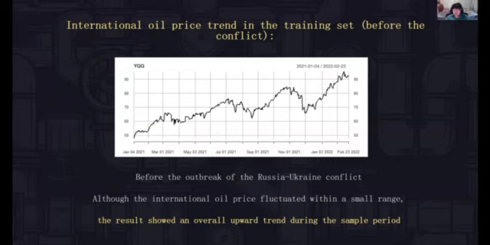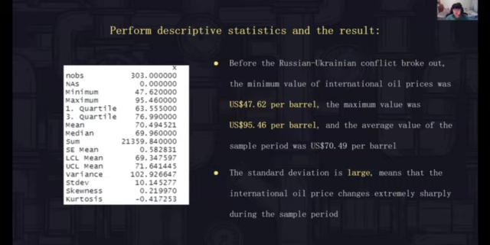And then we perform descriptive statistics and get the results. According to the descriptive statistics, before the Russia-Ukraine conflict broke out, the minimum value of the international oil price was $47.62 per barrel, the maximum value was $95.46 per barrel, and the average value of the sample was $70.45 per barrel. The standard deviation is large, which means that the international oil price changed extremely sharply during the sample period.